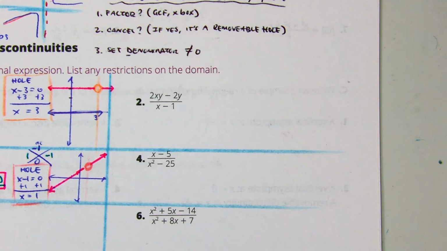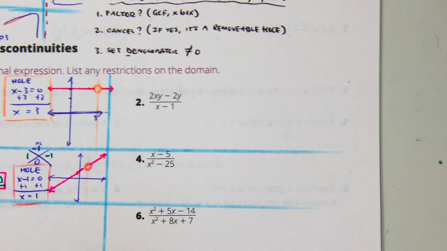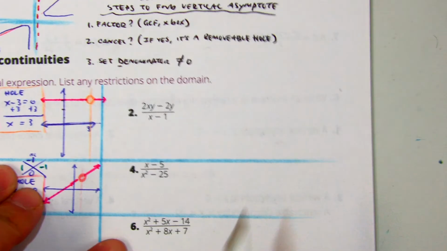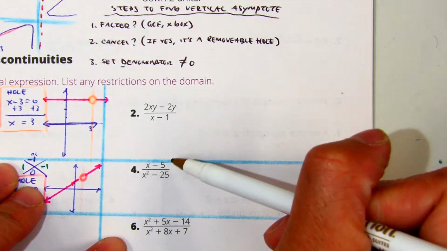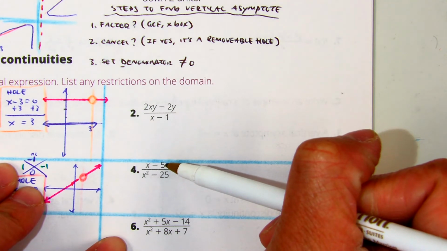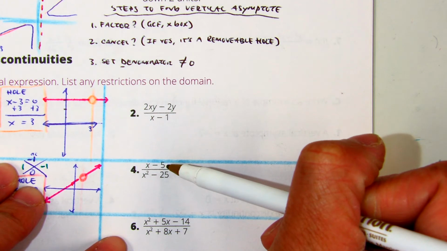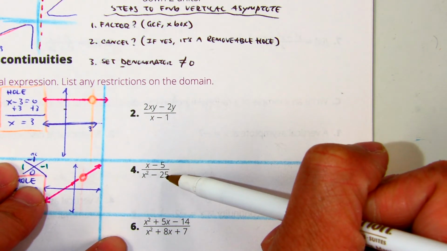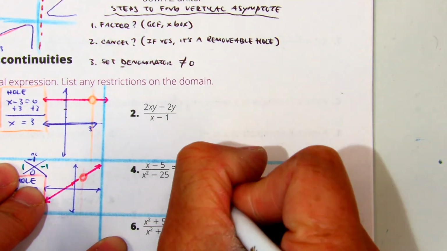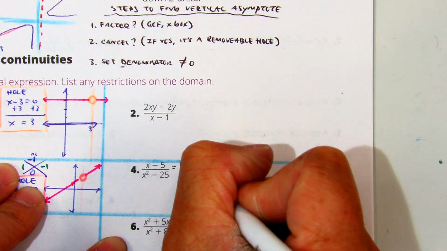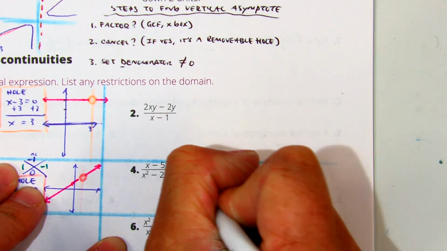Sebastian, number 4. What's the first step we got to do? Let's factor it. Sebastian, is this one factored? Yes. Is this one factored? No. When you factor, what do you get? X squared.